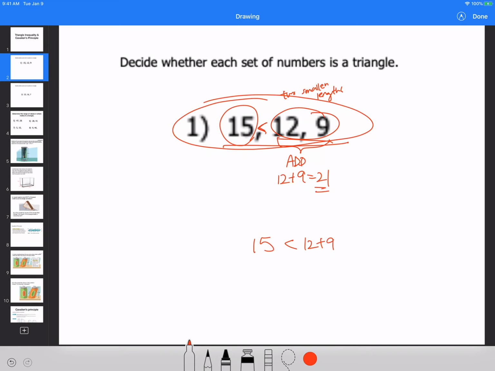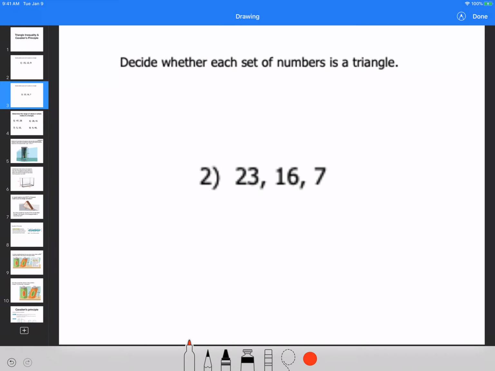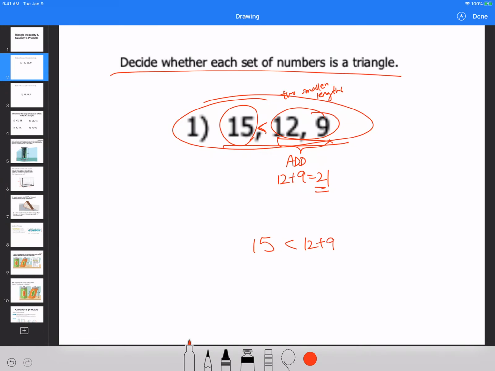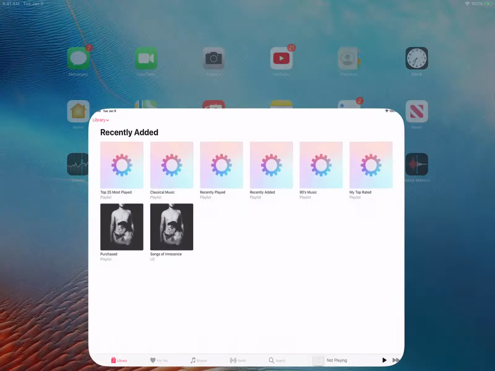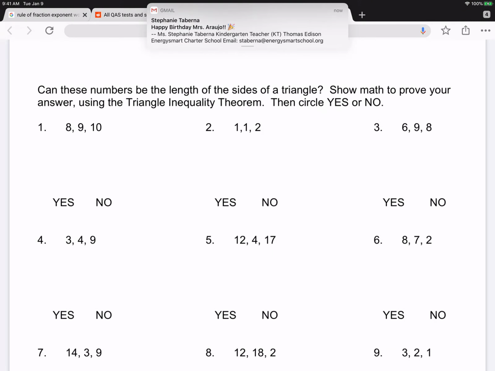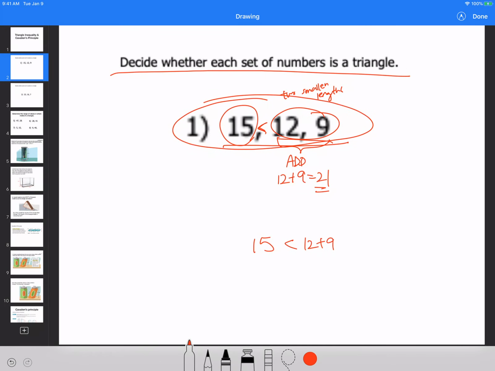Now, let's just suppose that we want to find the length of the largest side, or actually, wait a minute. This is only about deciding whether each set of numbers is a triangle. No, that's not the answer to that. So I believe the answer to the first question, decide whether each set of numbers is a triangle, is just going to be a yes, because the two smaller sides have to be bigger than the last side, or the largest side.